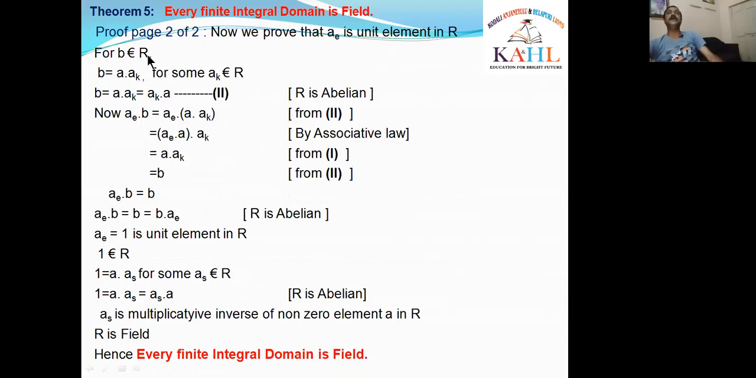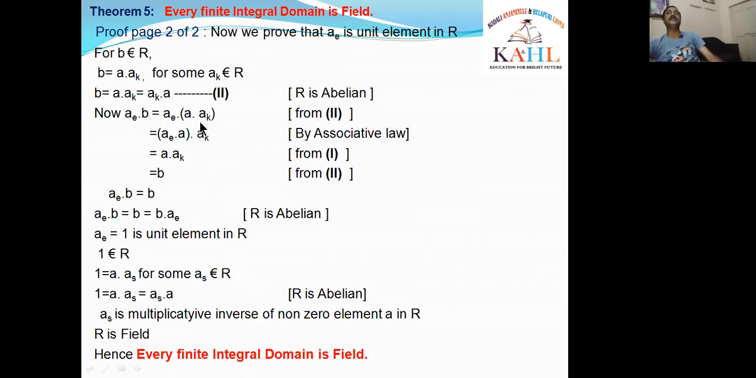I am taking another element b in R. We said that every element of R is in the form of a·ai, or a·aj, a·ak, a·ae, whatever it may be. Similarly, b is in R. That's why b is in the form of a·ak, for some ak belonging to R. R is an integral domain, so by the commutative law, a·ak may be written as ak·a. Call this 2. Now I am taking ae into b, keeping ae as it is, and replacing b with a·ak. All the elements are in R.